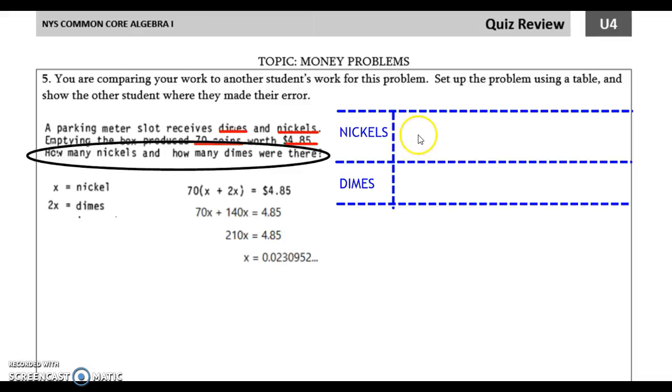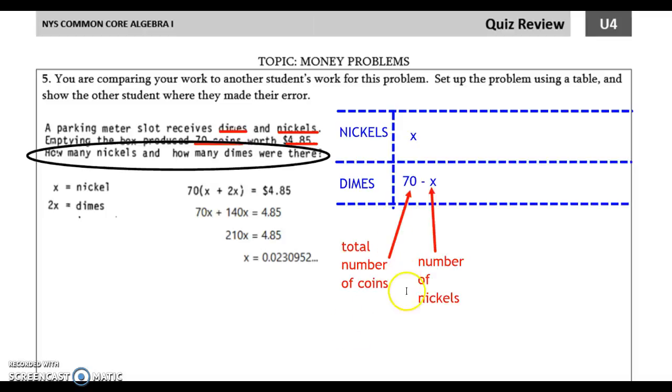I don't know how many nickels there are, so I'm going to have to define that as x. If I know that there are 70 coins in total, I know that the total number of dimes, well, it's not 70, but it's x less than 70. So my total, when I add these two together, should be 70.